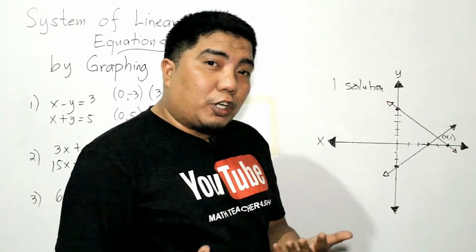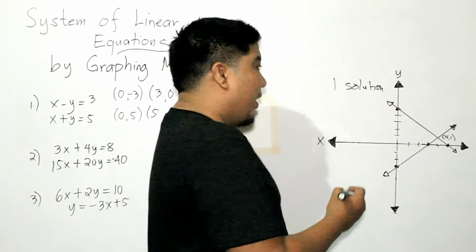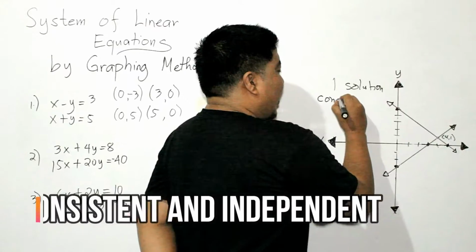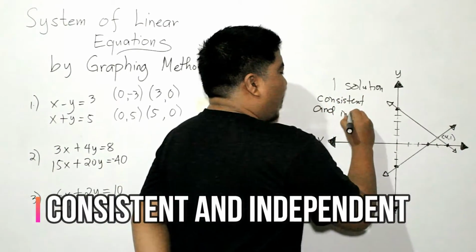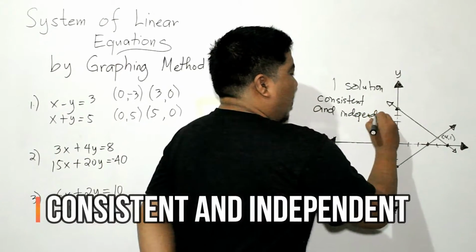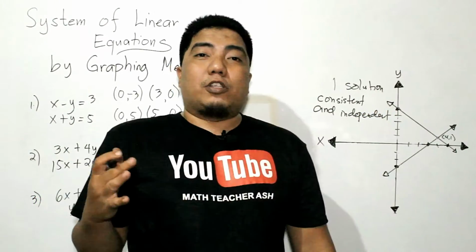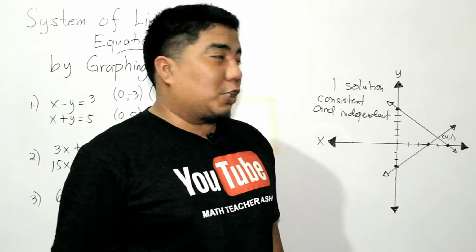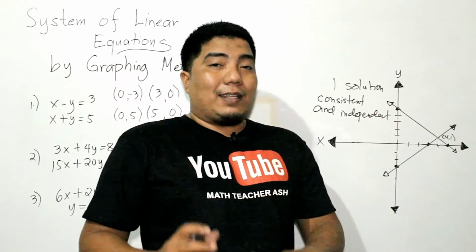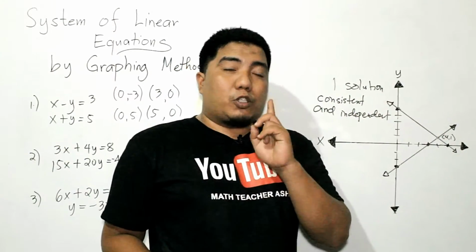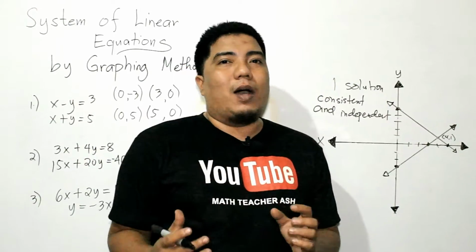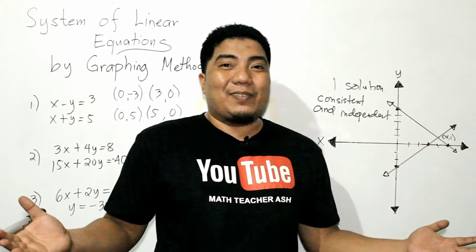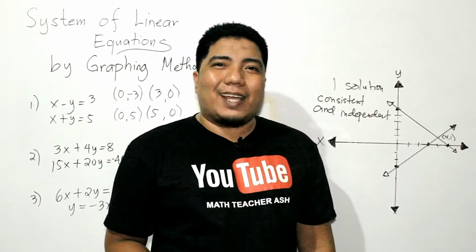Therefore, the nature of this graph is consistent and independent. Because as you know in our previous discussion, consistent means it has at least one solution, and independent means it has exactly one solution. Easy, right? Now, let us go to our second example.